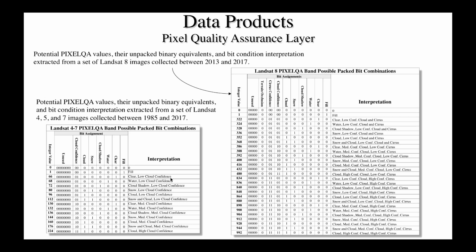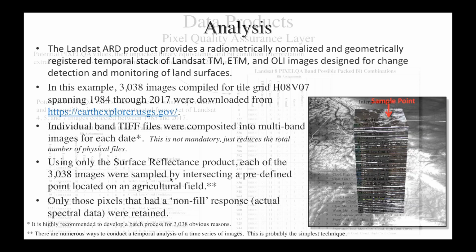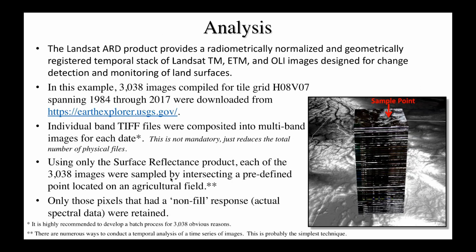Okay, how do we analyze it? Basically, it's a typical temporal type of analysis where you're looking at a specific point or sample or pixel or polygon, and you're tracking that polygon through time. Now, since these are already geometrically normalized and geometrically registered, all you have to do is import them and sample it. It's just as easy as that. It's really, really nice. It's really, really simple in that way.